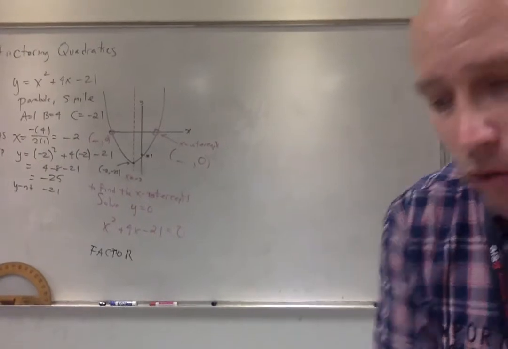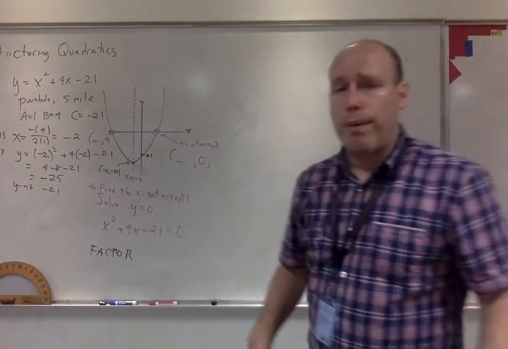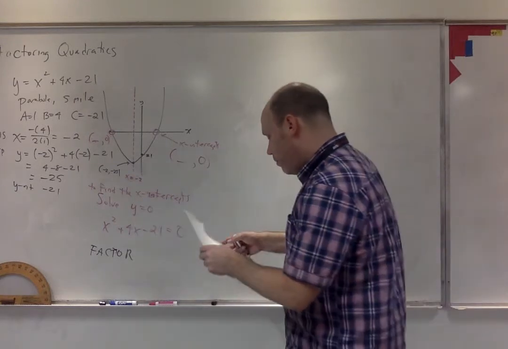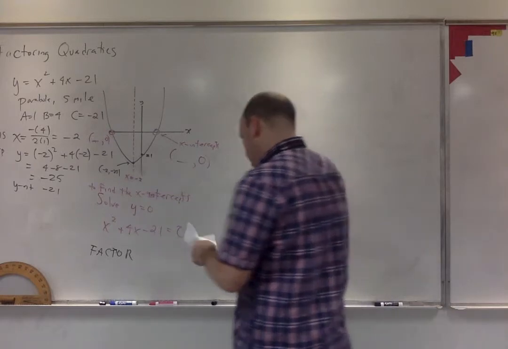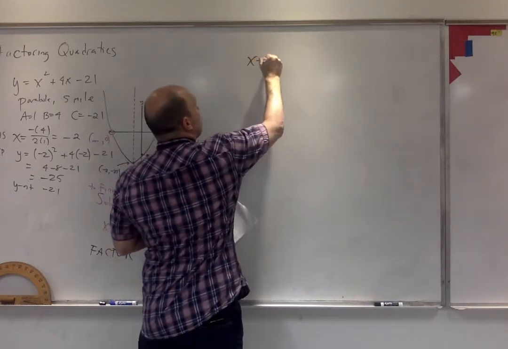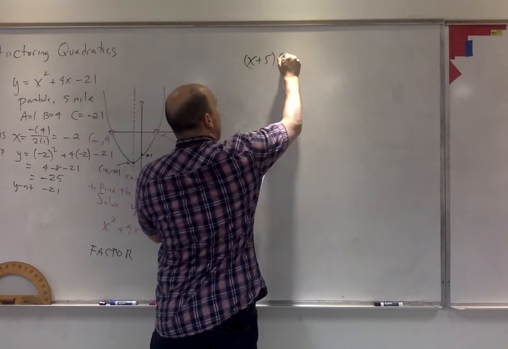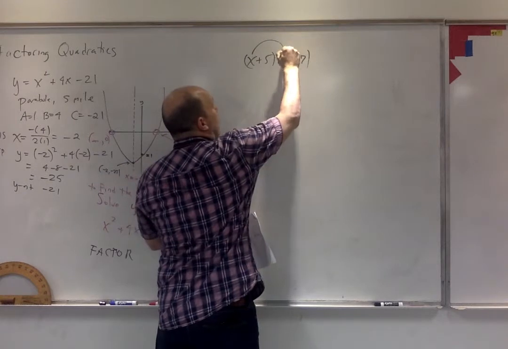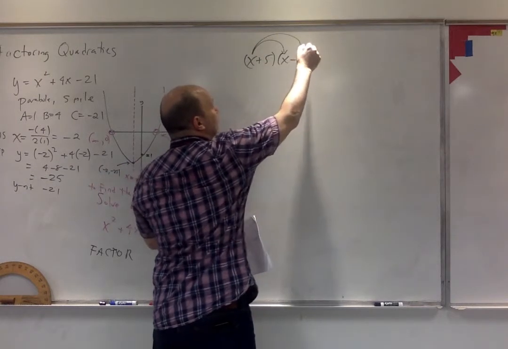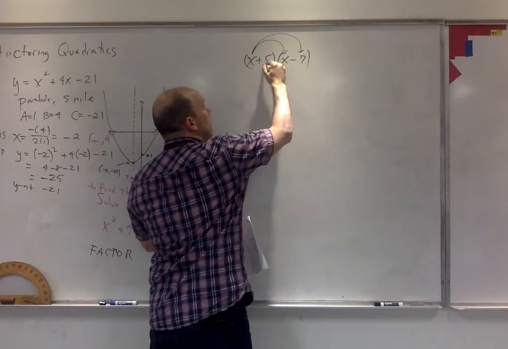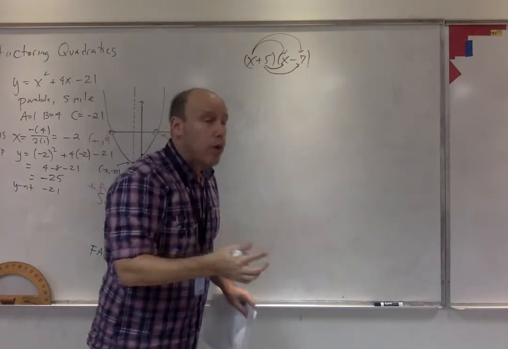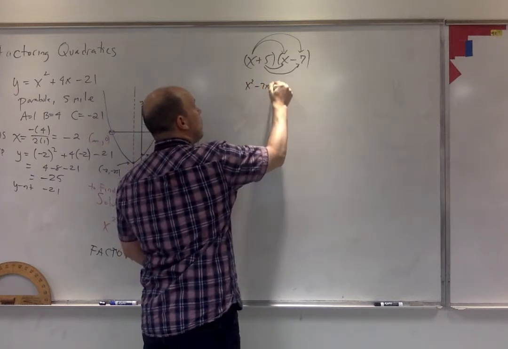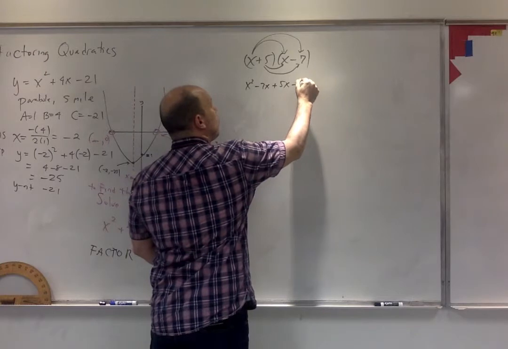Now, in a previous class, you learned that when you multiply two binomials together, you get a quadratic. For example, if I take x plus 5 times x minus 7, you learned last year to do the FOIL method: x times x, x times negative 7, 5 times x, 5 times negative 7. And so you got x squared minus 7x plus 5x minus 35.